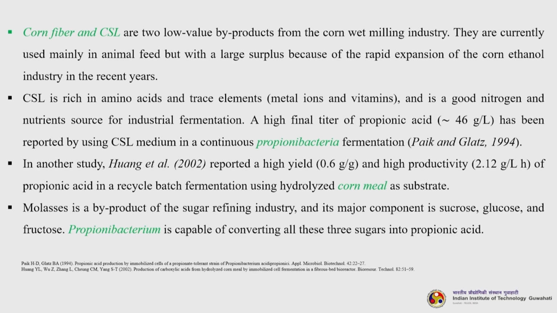In another study, Huang et al. reported a high yield and high productivity, almost 2.12 grams per liter per hour, of propionic acid in a recycle batch fermentation process using hydrolyzed corn meal as substrate.